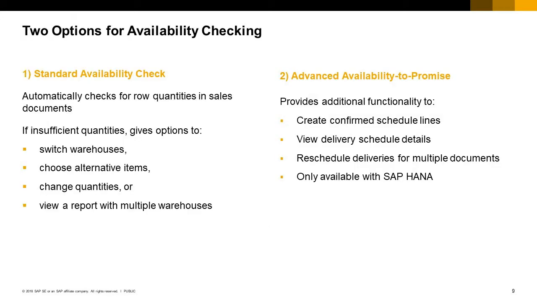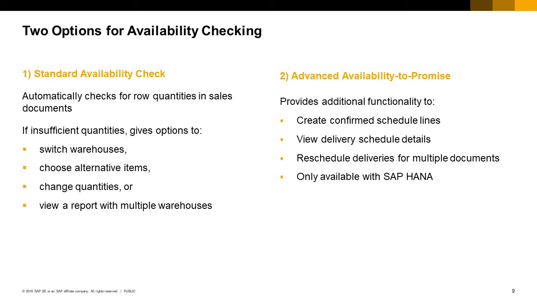2 options exist for availability checking. You can choose either the standard availability check for SAP Business One or an advanced availability to promise check. The standard availability check automatically checks row quantities for sales documents. If there are insufficient quantities, this check gives you a pop-up box with options to switch warehouses, choose alternative items, change requested quantities, or view a report showing multiple warehouses. The standard availability check is available on both SAP HANA and MS SQL databases.